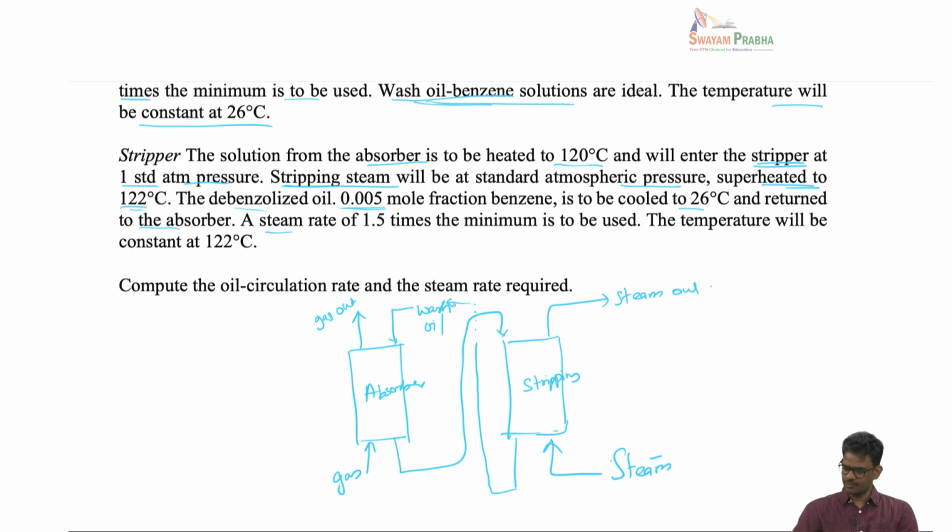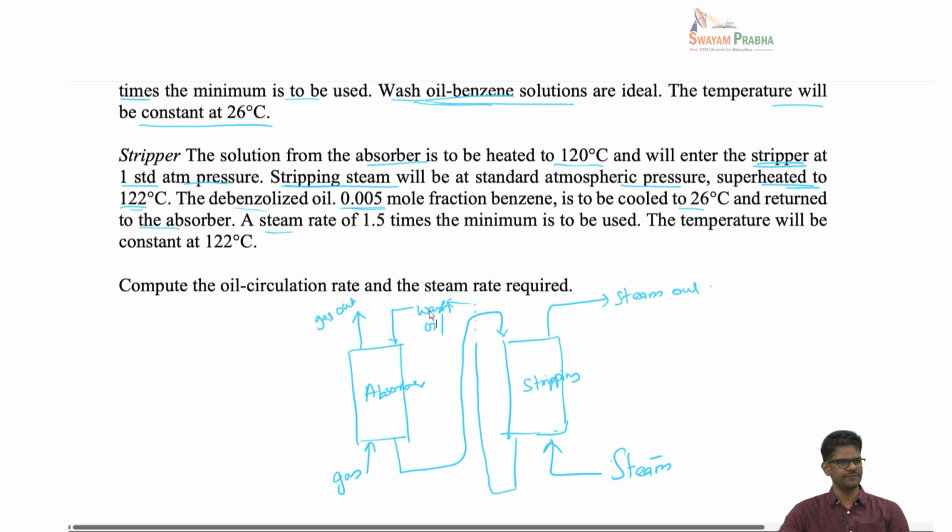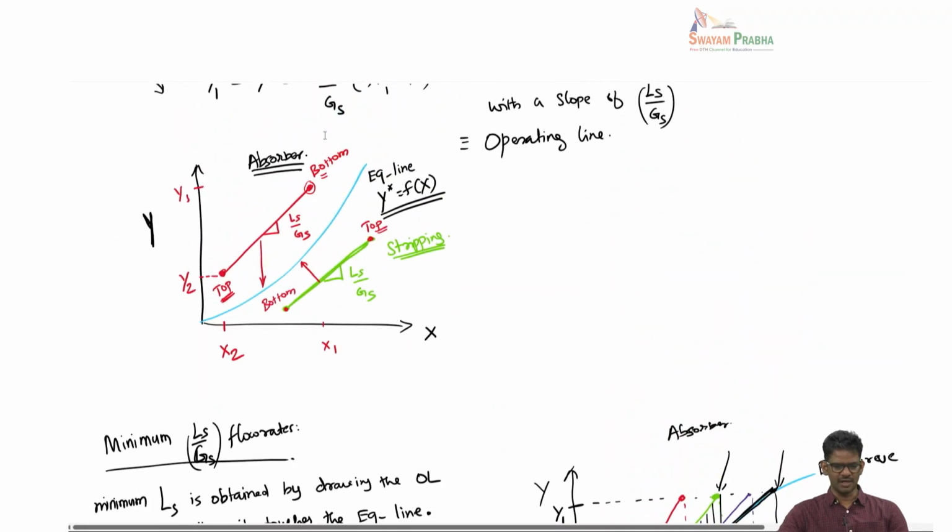So you can see in this particular problem, what we are interested in is finding the oil circulation rate. This oil circulation rate is 50% more than the minimum oil flow rate. Similarly, in the case of stripping, we are using steam 1.5 times more than the minimum. So in the stripping operation, we will find the minimum gas flow rate, and then increase it by 50%. The two problems are exactly the same. In one case, we do the absorption operation, look at the line so that it touches, find the minimum, and then take 50% more. Similarly, in stripping, you do the same thing.